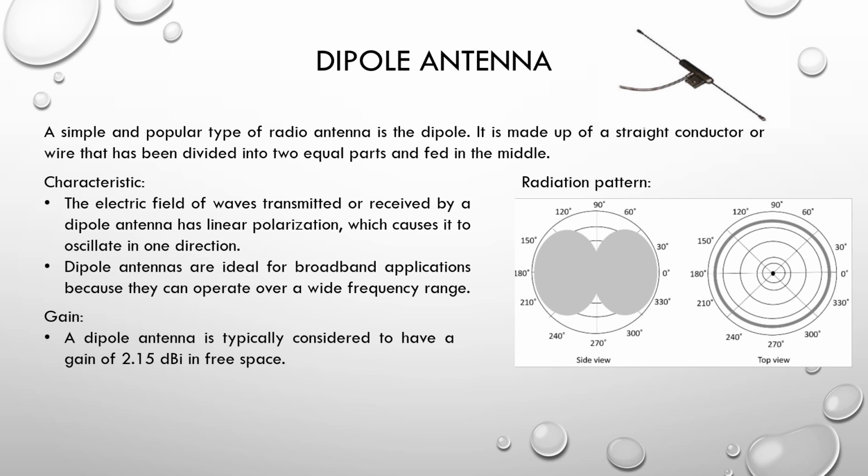Dipole antennas are ideal for broadband applications because they can operate over a wide frequency range. The gain for the dipole antenna is 2.15 dBi in free space. The radiation pattern for the dipole antenna is omnidirectional.